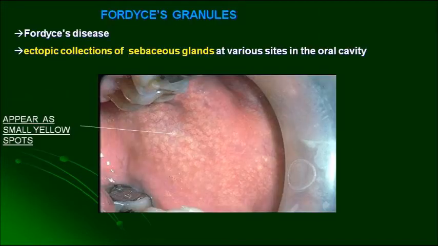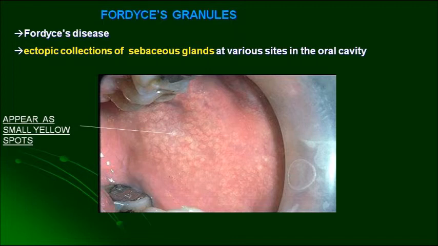Coming on to Fordyce granules. What are Fordyce granules? A commonly asked MCQ question. It can even be asked as a picture-oriented question. Note the picture: you can see yellowish spots on the buccal mucosa. These yellowish spots are actually ectopic collections of sebaceous glands.